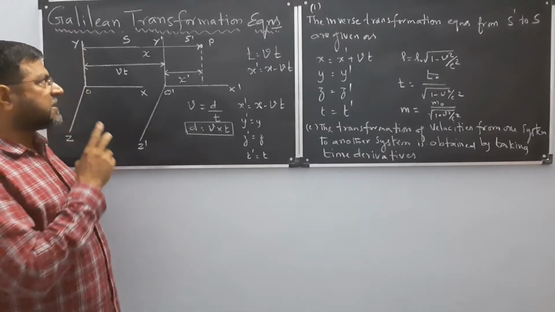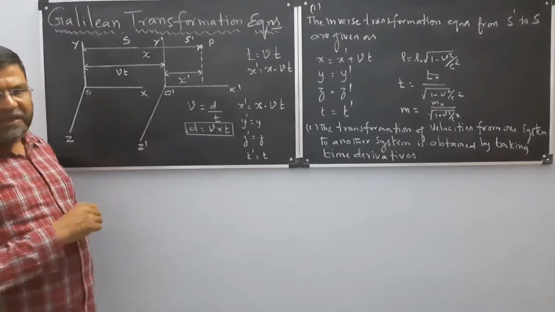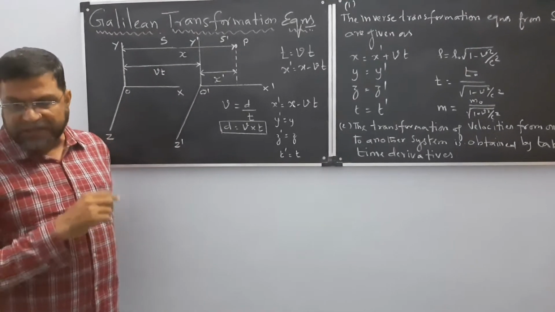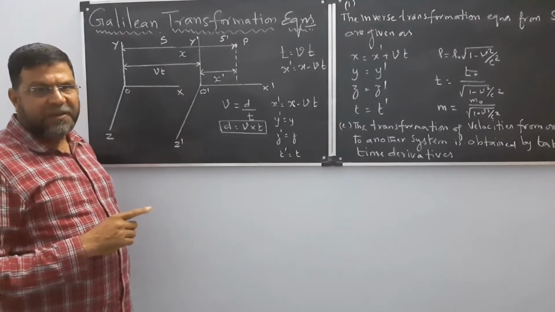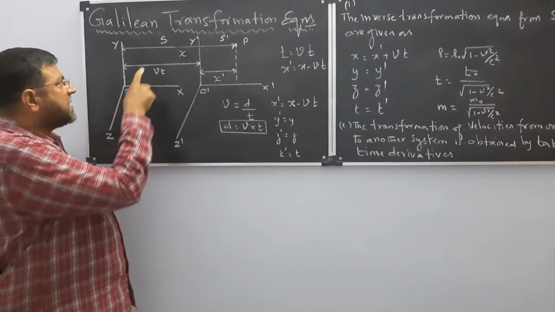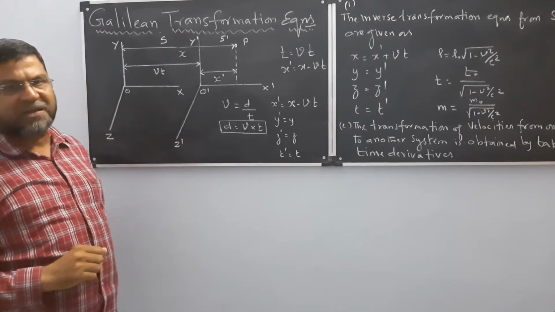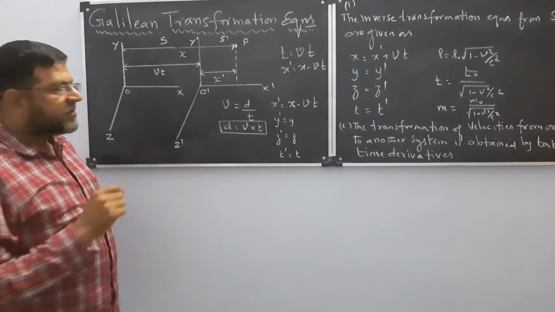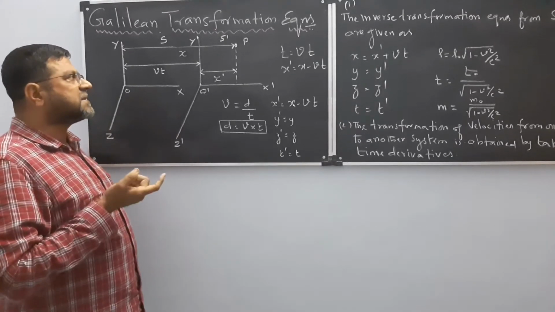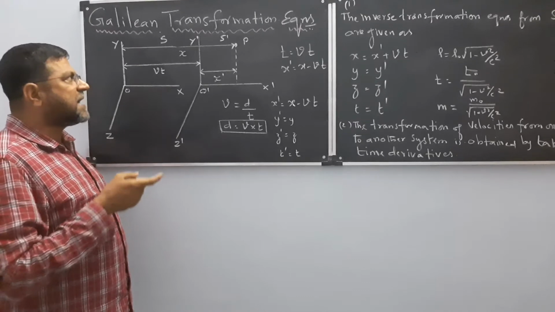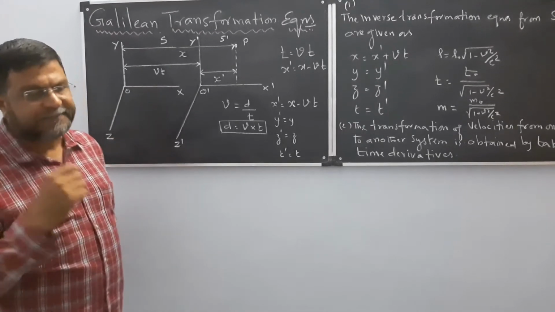Now we are going to consider two systems. One is S and one is S dash. We are going to consider two observers. Let O be the observer in the system S and O dash be the observer in the system S dash. First system is X, Y, Z with observer O. The second system S dash is X dash, Y dash, Z dash with an observer O dash.